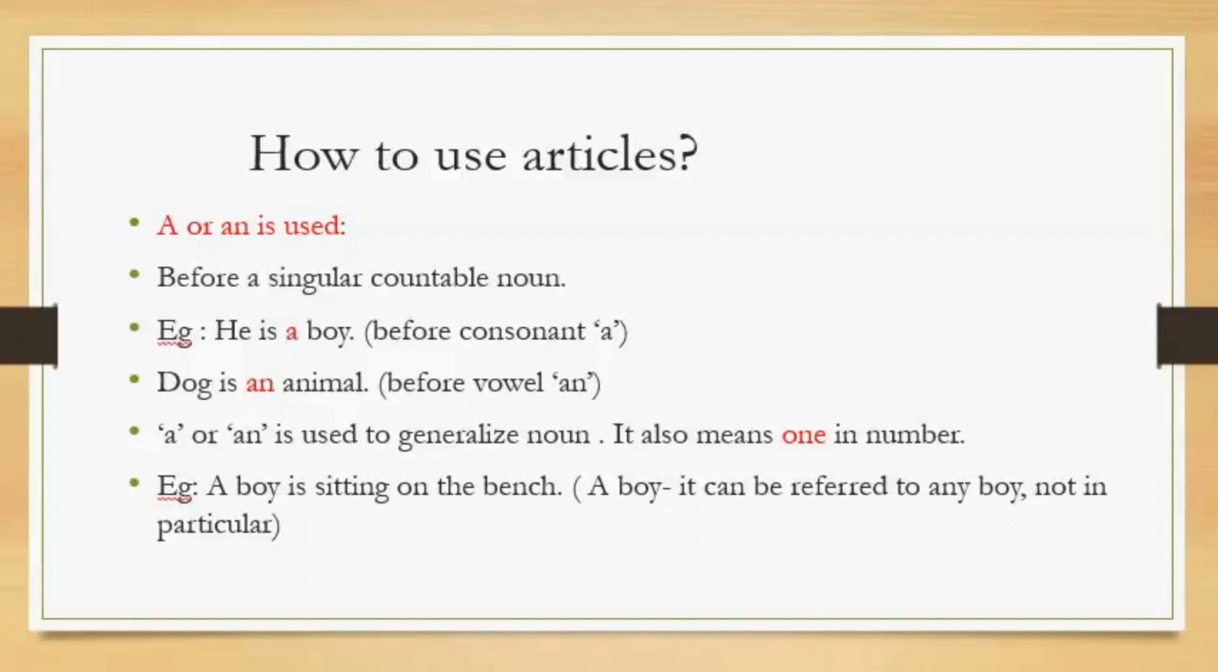A or an is used to generalize noun. It also means one in number. If we have to say one number is there, we use a or an, and it is used for generalizing. A boy is sitting on the bench. A boy, it can be referred to any boy, not in particular. We are not sure which boy we are talking about. We are just saying a boy is sitting on the bench. We are talking about the boy for the first time. We use article a because the consonant sound is b.